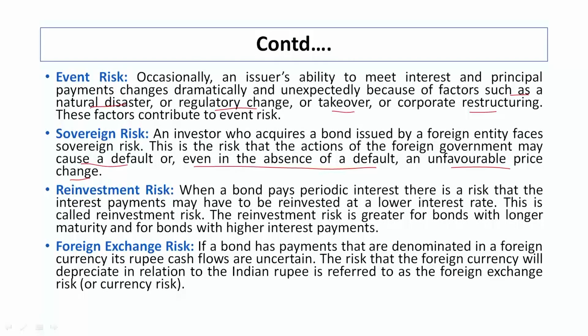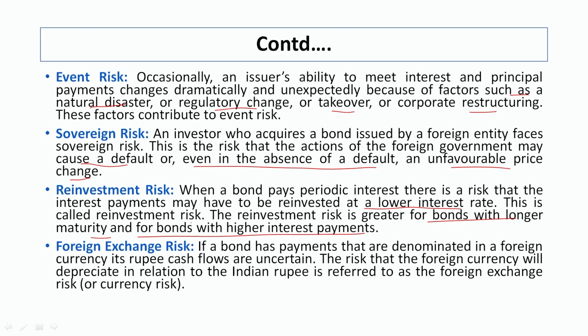Next one is the reinvestment risk. When a bond pays periodic interest, there is a risk that the interest payments may have to be reinvested at a lower interest rate. So, when the bondholders are getting the interest, they need to reinvest that particular amount. This is called the reinvestment risk. Reinvestment risk is greater for bonds with longer maturity and for bonds with higher interest rate, because if the interest rate is high, they need to reinvest it in a proper manner. If they are not able to do that, they may face losses.